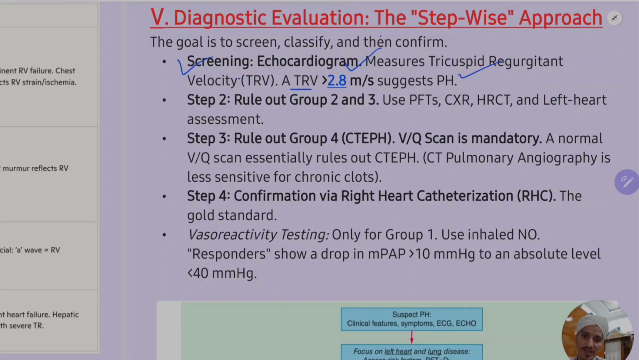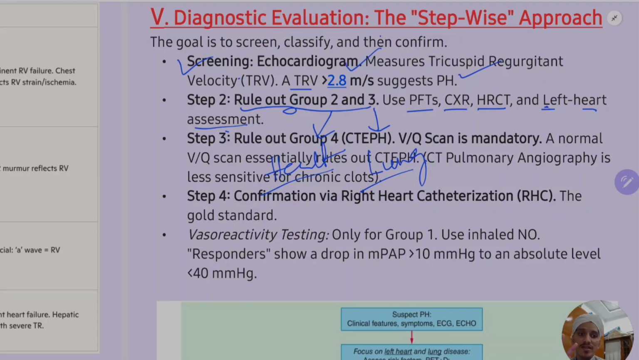Now you will classify. How will you classify? You will rule out group 2 and 3. Group 2 is the causes from the heart. Group 3 is the causes from the lung. So first we will rule out cardiopulmonary causes. How will you rule out? You will rule out by doing pulmonary function tests, chest X-ray, CT scan, and left heart assessment by 2D echo. With left heart assessment, you can find any mitral valve abnormality or any valvular abnormality.